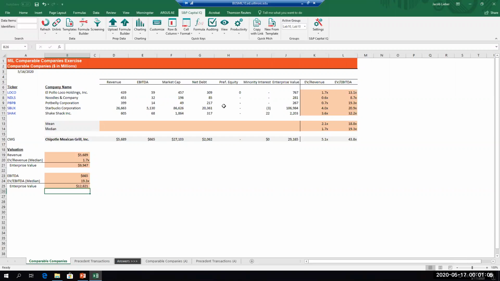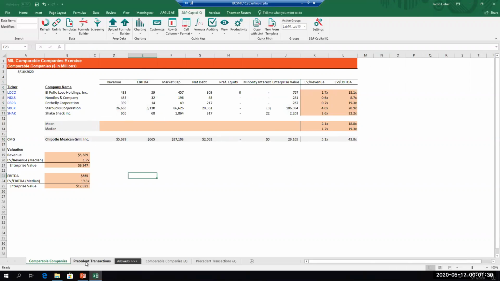So hopefully you guys were able to follow along there. I know this can be kind of tricky whenever you're using it for the first time. Essentially what we're doing is taking a financial metric, usually revenue or EBITDA, dividing enterprise value by the metric to get a multiple, and then applying that multiple using our company's specific metric.